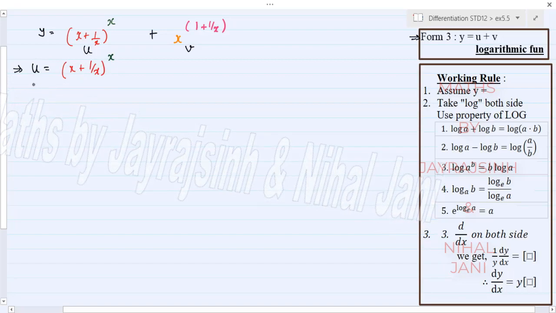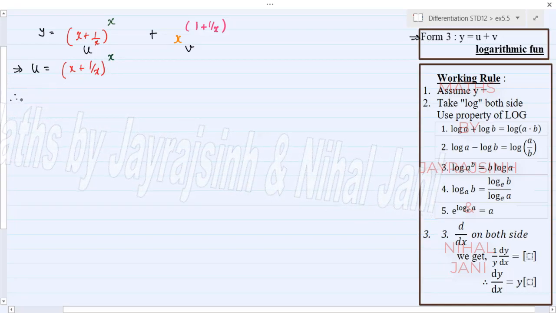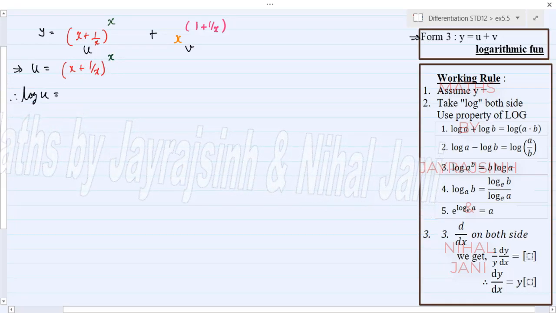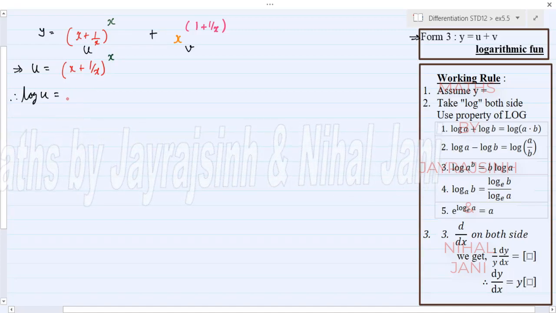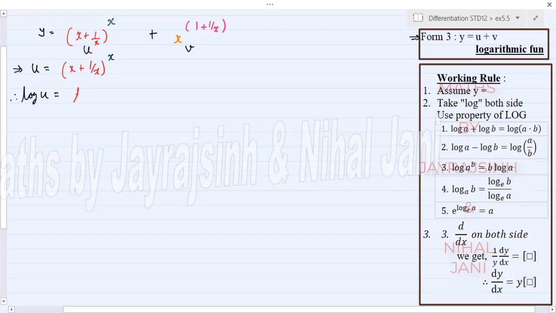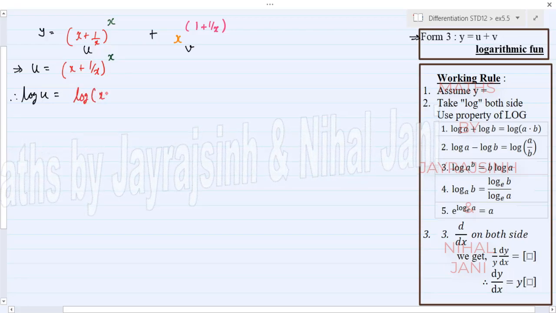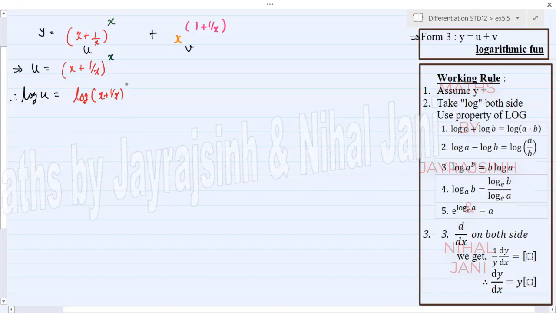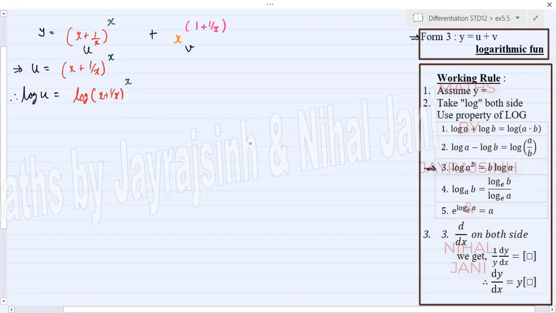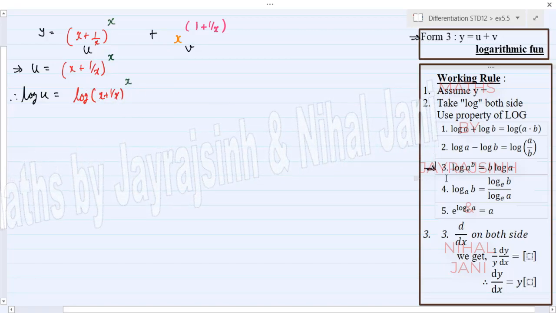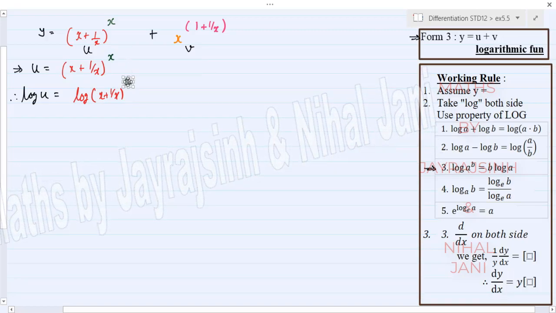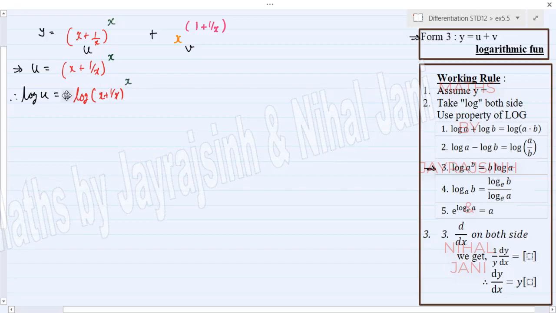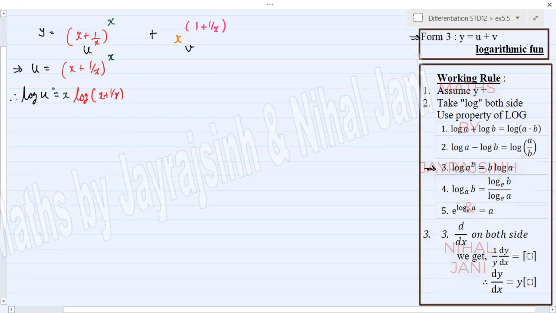Now let's take log both the sides. So we get log u is equal to log of x plus 1 by x whole raised to x. For simplification of the right hand side, let's apply the third property, in which your x, which is in power, can go in multiplication of log.